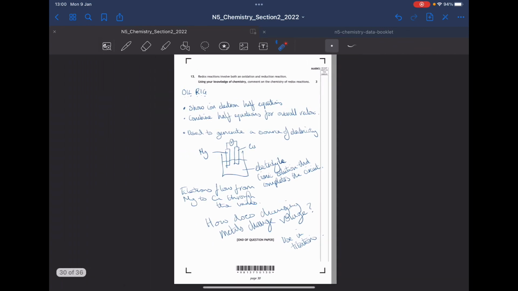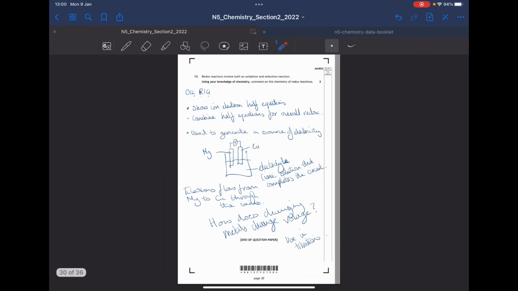Excellent. Well, that brings us to the end of that paper. I have to say it was actually quite a tricky paper. I'm a bit surprised, slightly disappointed as well after 2 years of COVID and no exams, but there we go. That's just the SQA and life for you. So maybe the 2023 paper will be a bit nicer.